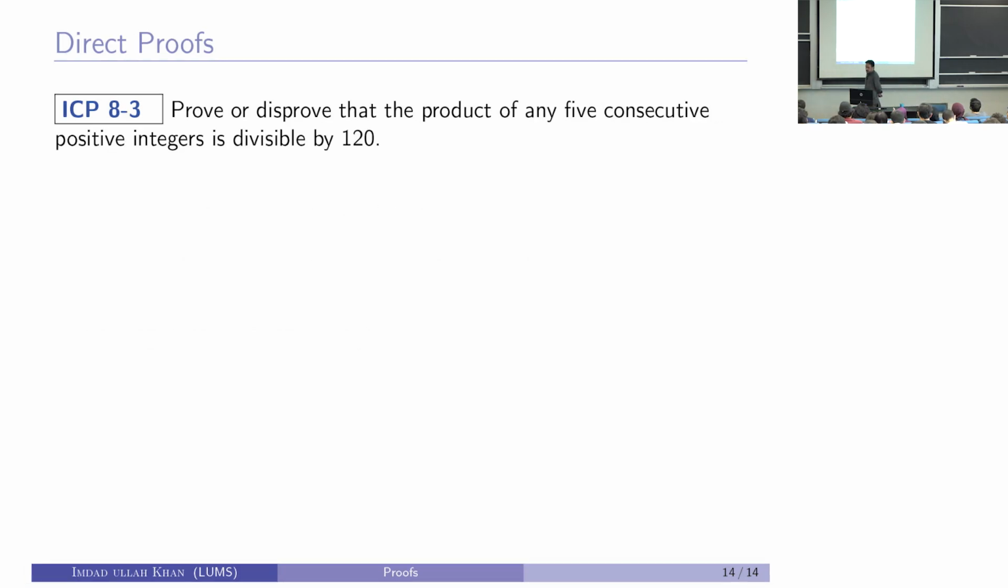Okay, prove or disprove that the product of any 5 consecutive integers is 120. Again, first try to convince yourself if it is a true statement. Is it true? Let's try it. What is 0 times 1 times 2 times 3 times 4? It's 0. Oh yeah, sorry. So what is 1 times 2 times 3 times 4 times 5? It is exactly equal to 120.